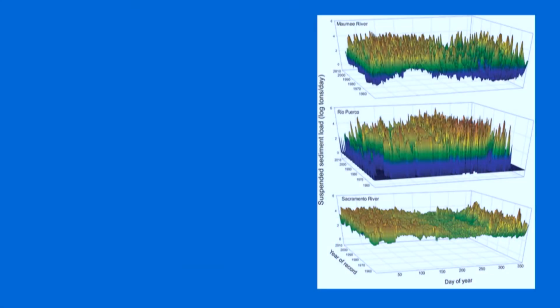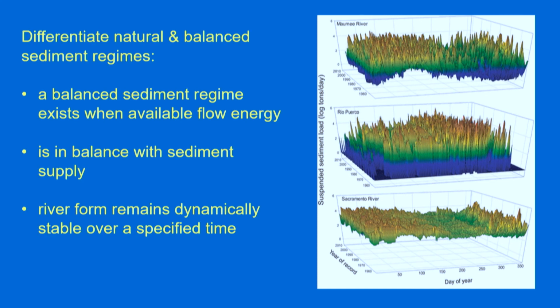You also see 3-dimensional plots of suspended sediment through time at 3 different rivers in the continental US, and it just makes the point that there's a tremendous amount of temporal variability at these particular stations that are representative of other rivers. So what we did in that paper was say, well, if you don't know what the natural sediment regime is like and it's hard to quantify, maybe what is most important is to focus on a balanced sediment regime.